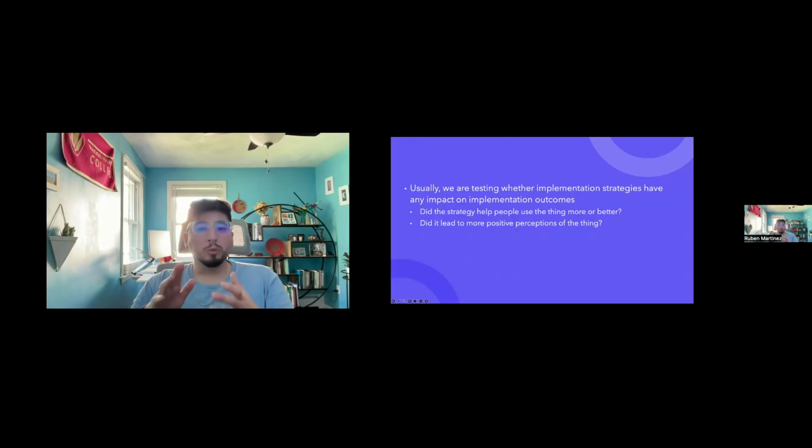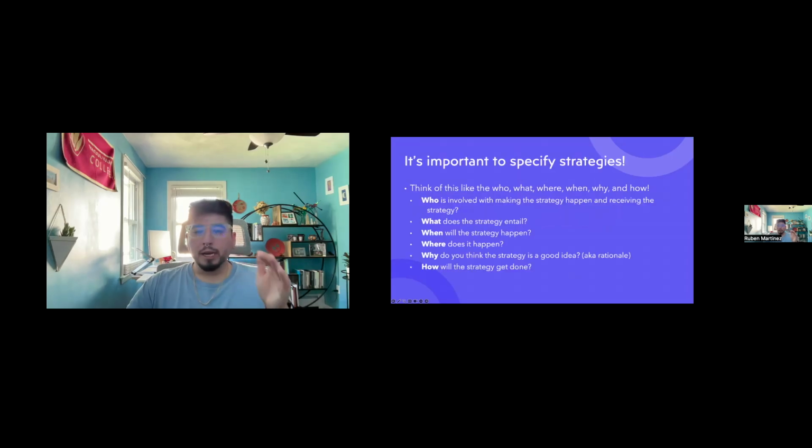I talked a little bit about study designs at one point, but in a lot of implementation science, what we're doing is even testing head-to-head different implementation strategies to make sure that we are truly understanding what works to help people do the thing. What is the stuff we have to do that's non-negotiable to help people do the thing? I want to put a plug in here, that if you are going to design implementation strategies to be tested, it's really, really important that you specify them.